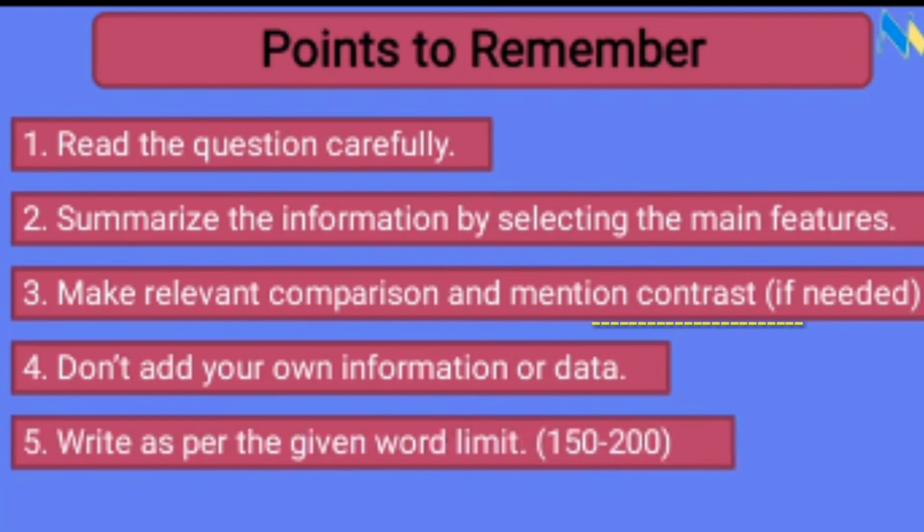So the next very important point is do not add your own information or data. Suppose we know the data, but even though we are not supposed to add or use our own information here. The next point is write as per the given word limit, that is 150 to 200 words. So we should write it in between 160 to 190. The word limit should not be less than 150 words or more than 200 words.